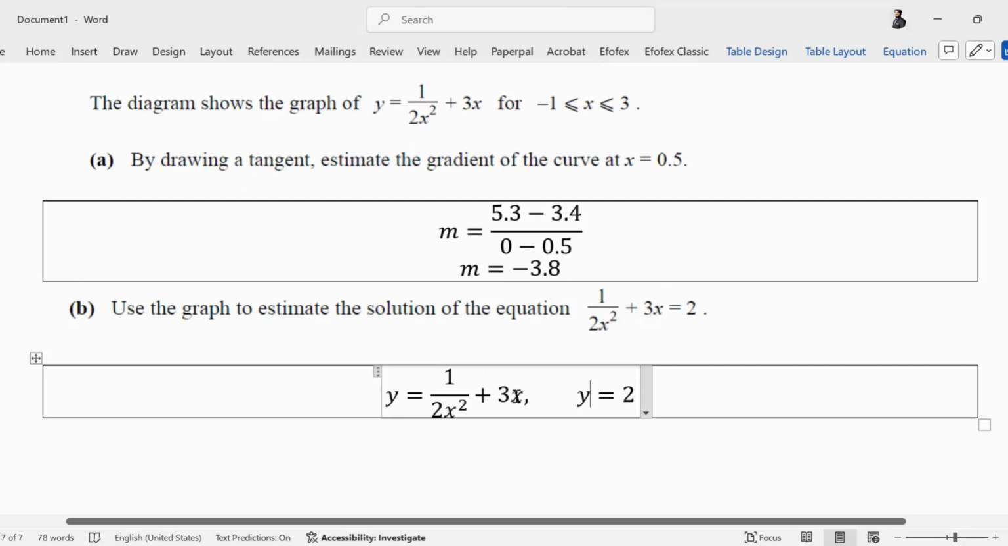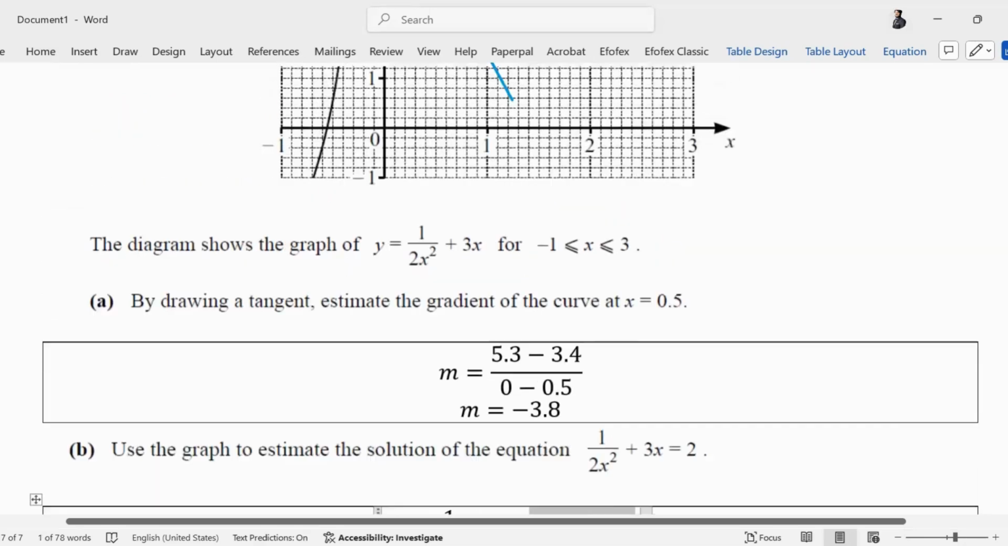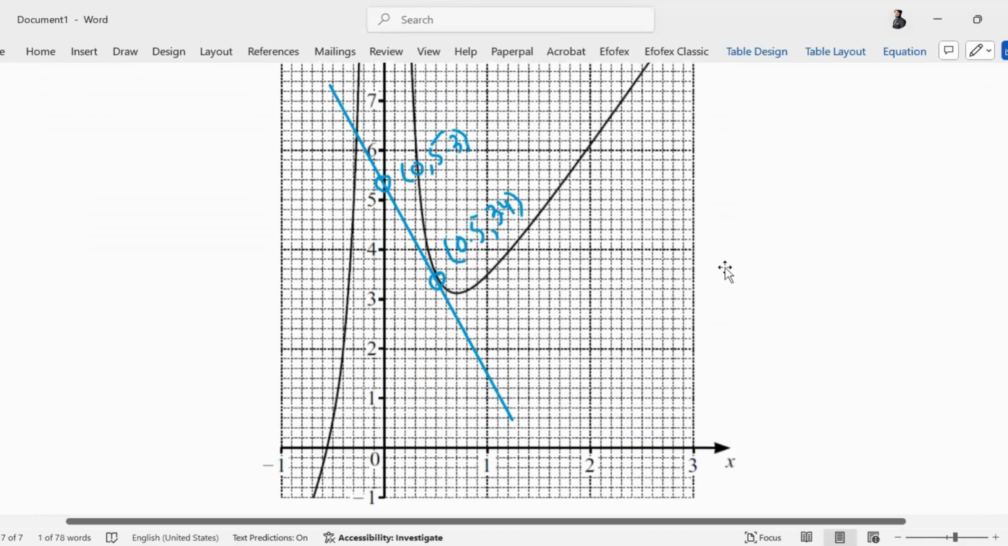So graphically, if I want to solve them, I'll have to construct both these graphs. This is a graph that I've already drawn. Now the other graph that I'll have to draw is y equals 2. Where is y equals 2?